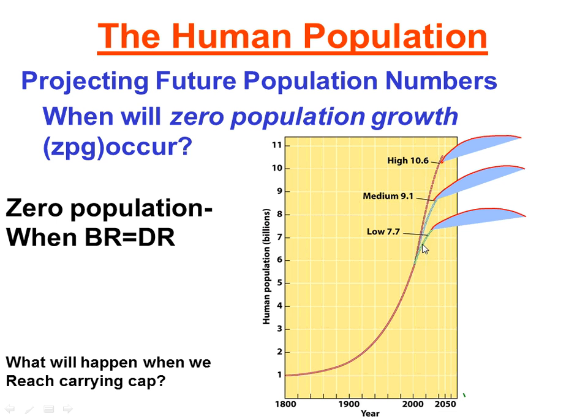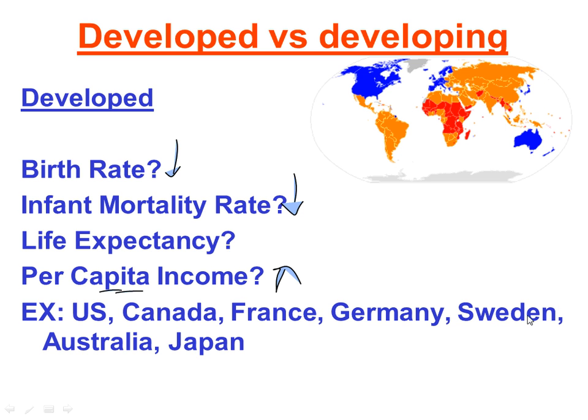Okay, so this is pretty easy stuff, and we've actually kind of already talked about this. But we're just going to differentiate between developed and developing countries. If you look at my map here, the blue is your highly developed countries: United States, Canada, Western Europe, Australia, New Zealand, Japan. These are the countries that are highly developed and they have low birth rates, as you can see on the screen.